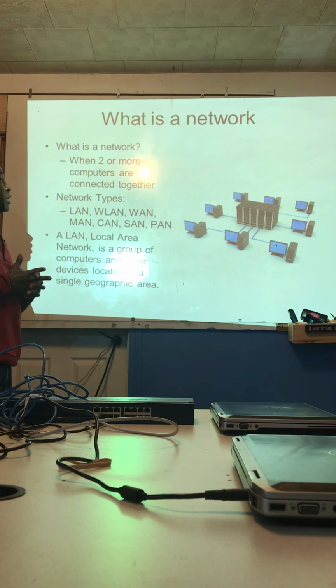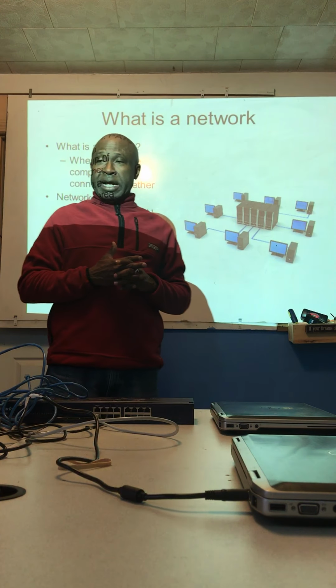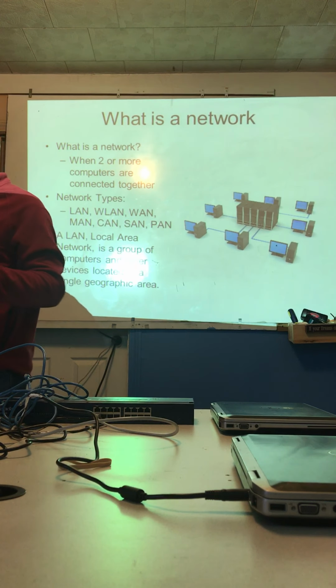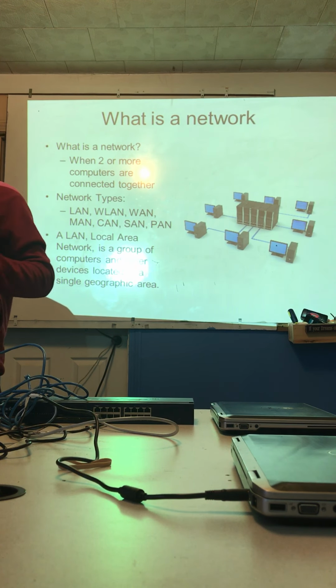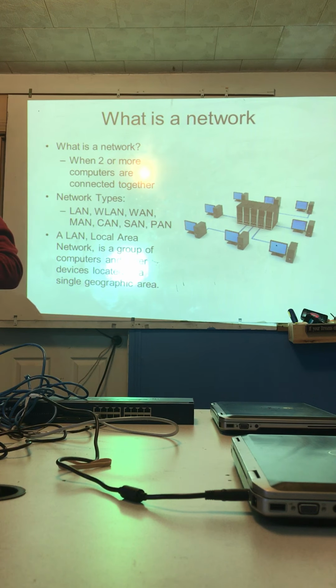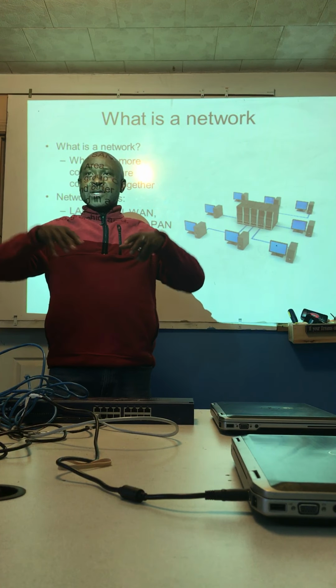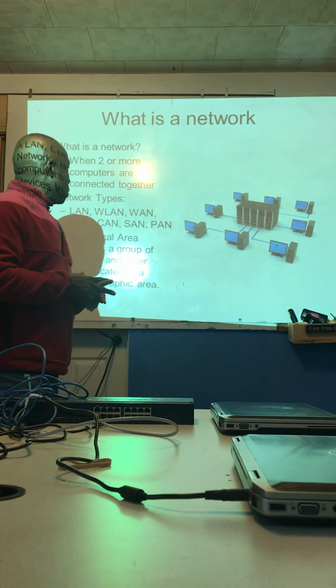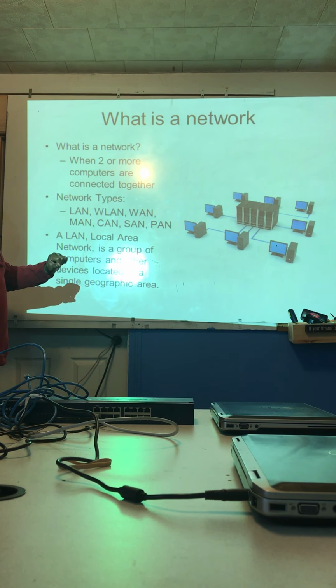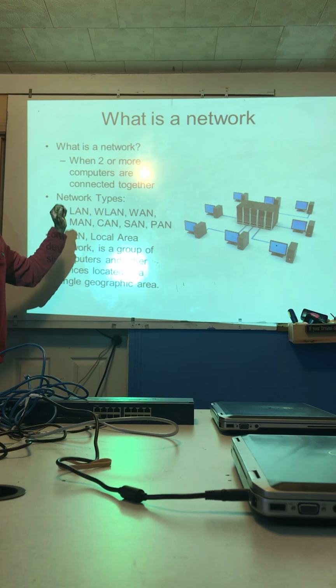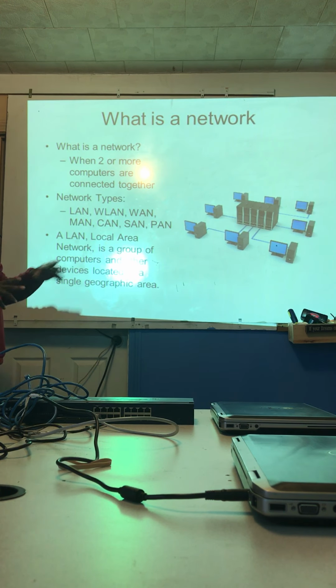And we have a personal area network. A personal area network is when you have a small network, like if you have a few devices in your office, such as a printer, a laptop, a few tablets and your cell phone, and you connect all of this in your small office. This is a personal area network. So as I said, we have the local area network, the wireless local area network, the wide area network, the metropolitan area network, the personal area network, and the campus area network.